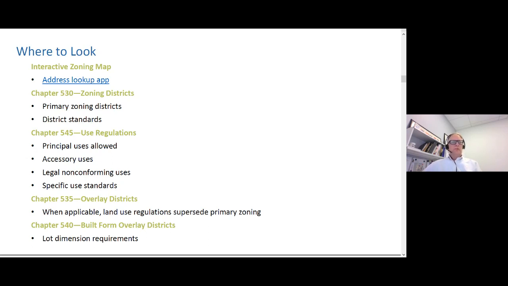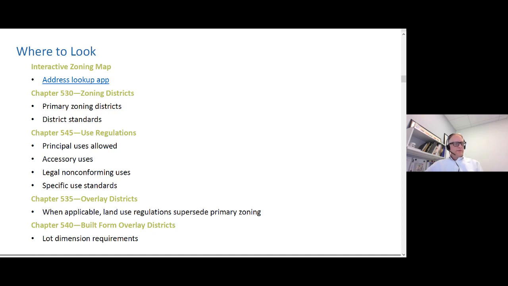Otherwise, you can also Google Minneapolis zoning maps, and the first hit should be this page with both the interactive map and PDF zoning plates of the entire city. Chapter 545 is probably the largest chapter in the new zoning code. This is where you find the table of allowed uses, regulations for accessory uses and structures, and rules governing nonconformities. The nonconformity rules did not change substantially from the previous code to the current code.